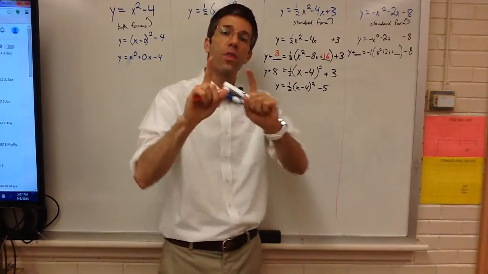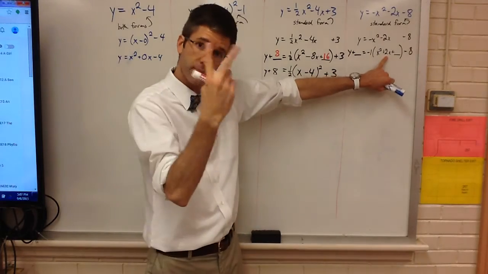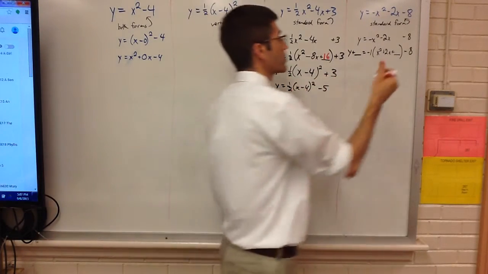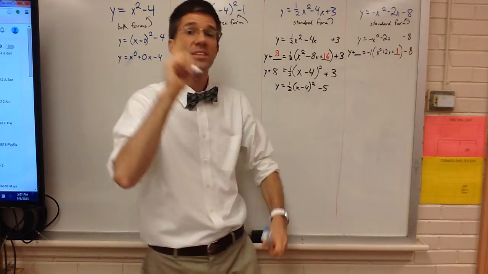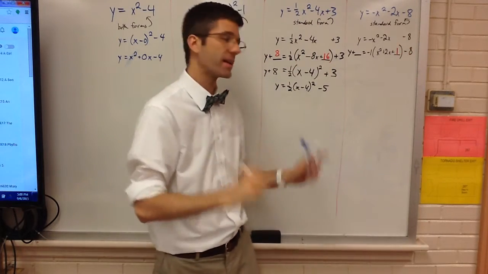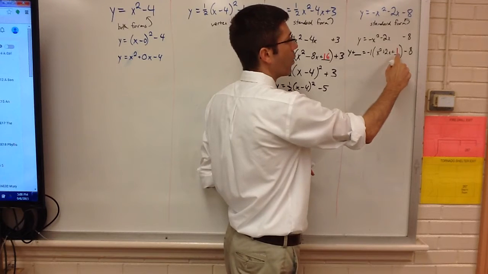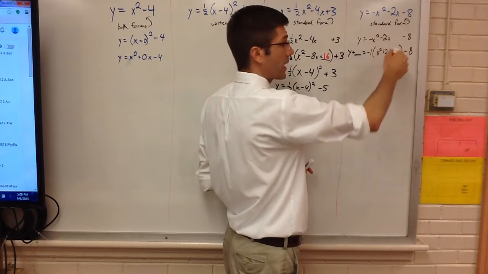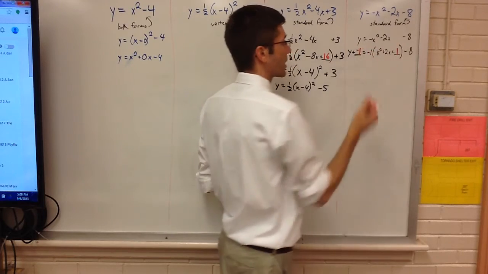I take the number with my x, then I half it, and I square it. 1 squared is 1. Boom. I did not add a 1 to the right side. I really added 1 times negative 1. Technically, these are multiplied together. So this is really a negative 1 right there.